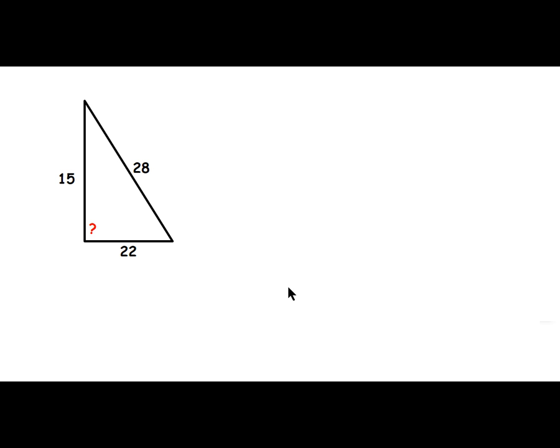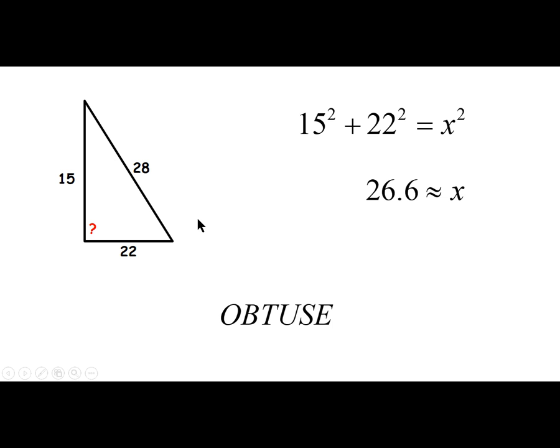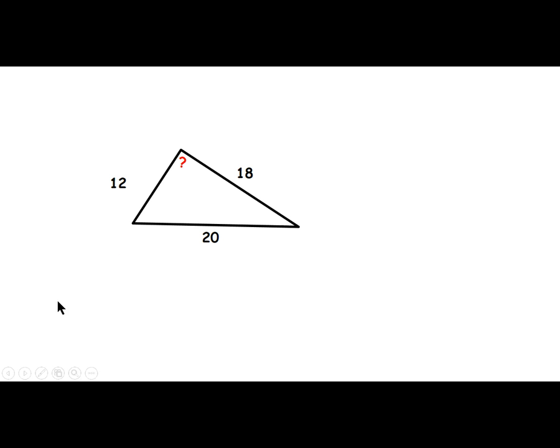So determine if this triangle is acute, obtuse, or right. Okay, if you set this one up, we do 15 squared plus 22 squared and take the square root. We end up getting 26.6. It said 28. Oh, that 28 is too big. That means this triangle is obtuse. Let's try another problem.